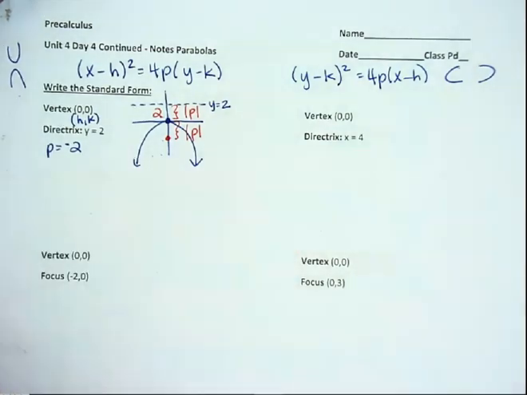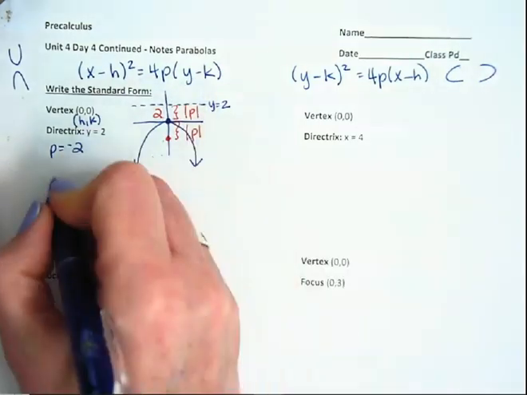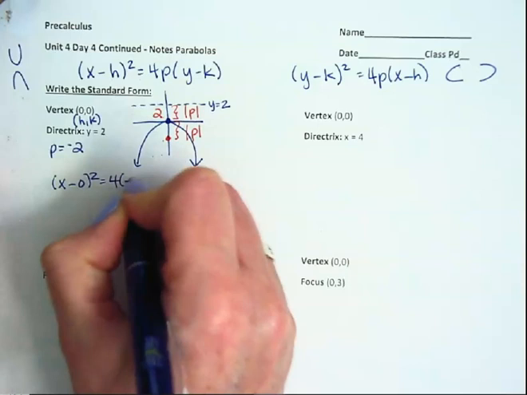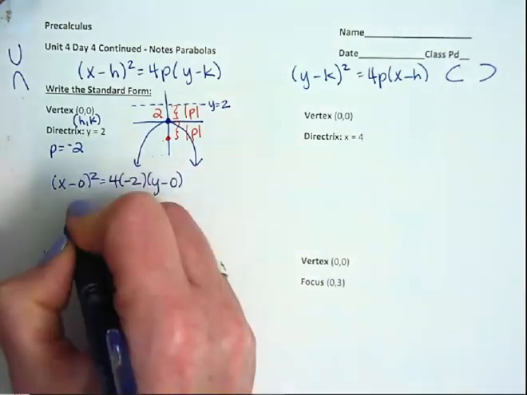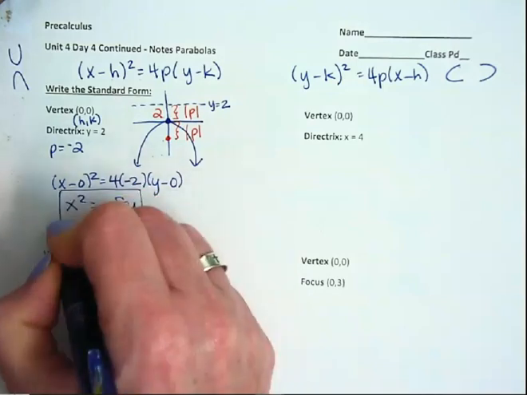So now I have, in this problem, all the information I need to substitute in here. So h is 0, p is negative 2, k is 0, and I'm just going to simplify this. X squared equals negative 8y.